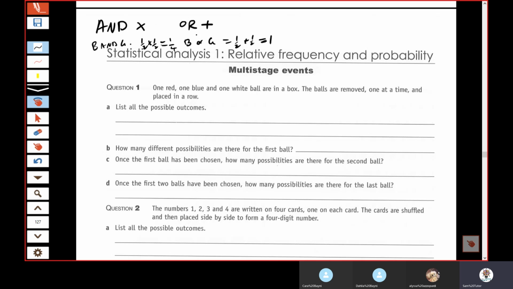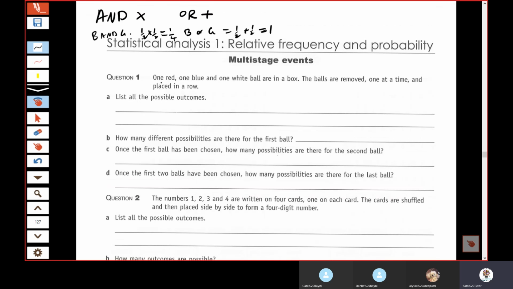So the difference between and and or is really important, but it's also really important to understand the different cases. The cases do get a little bit complicated at times. Just like we did in finance, most of these questions we'll do each one, because each question changes and the thinking changes a little bit. It's not like algebra where you just learn the one thing and it's repeated. So let's start. Multi-stage events.